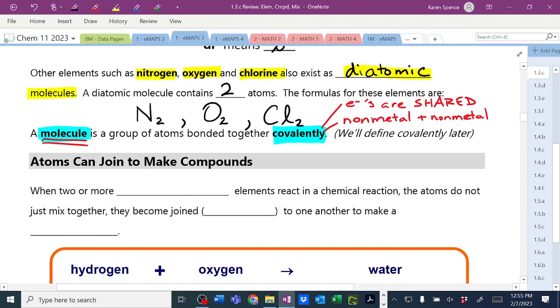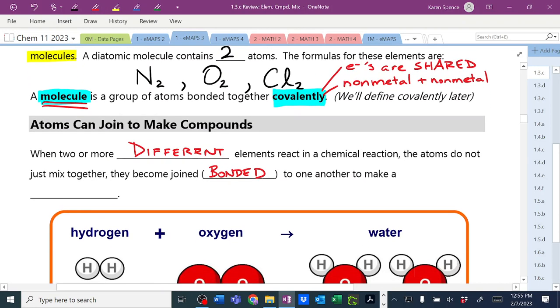So atoms can join together to make compounds. And this occurs when two or more different elements react in a chemical reaction. The atoms don't just mix together, they actually become joined, or what's the other word for joined? Bonded in different ways to one another, and they will make a reaction, but it will also make a compound.